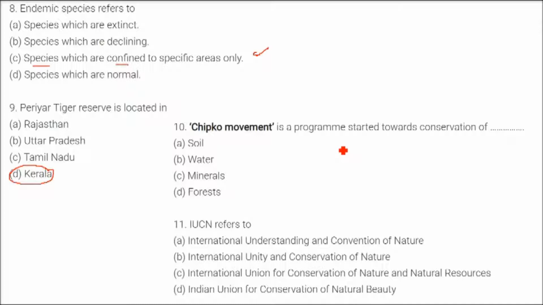Chipko movement is a program started towards conservation of forests. We discussed this a lot. So we'll go to the next one.